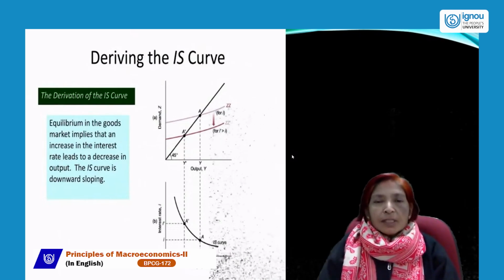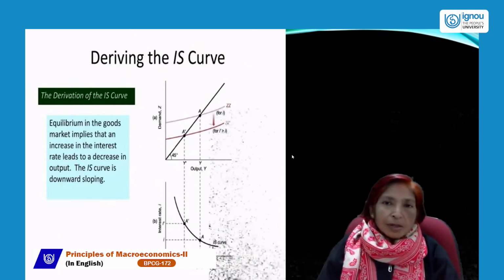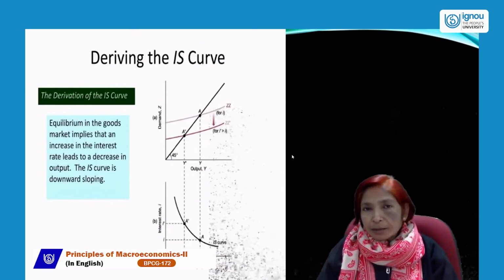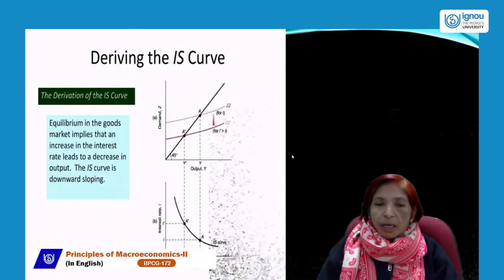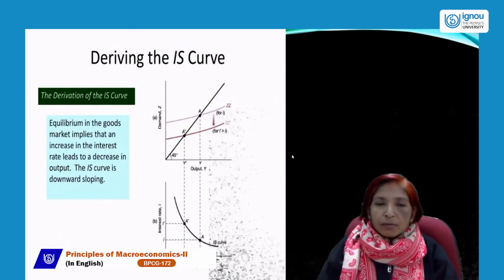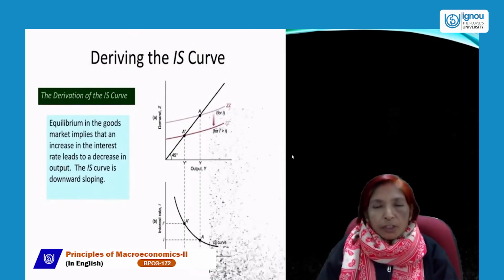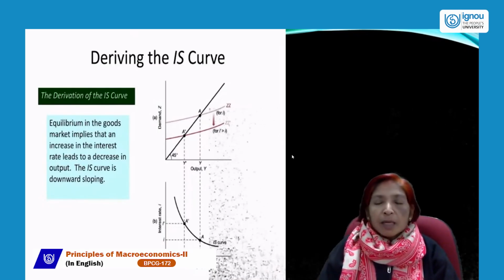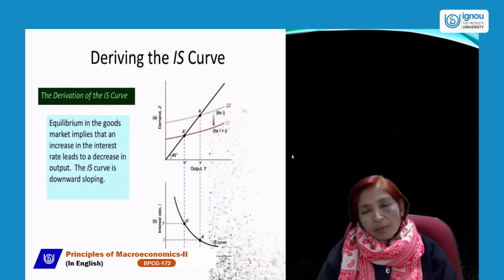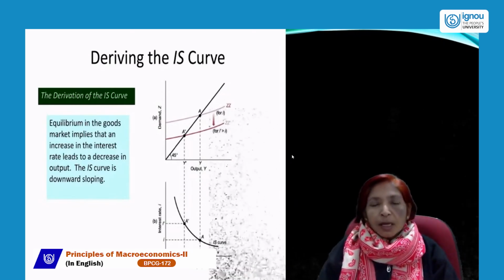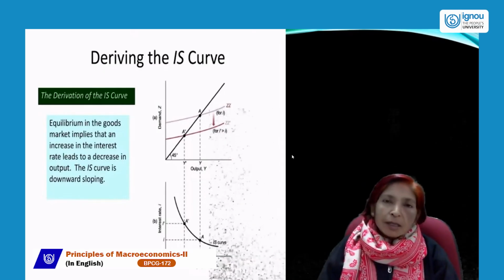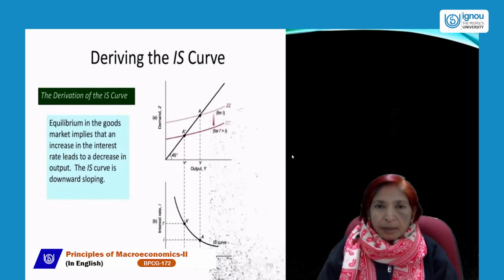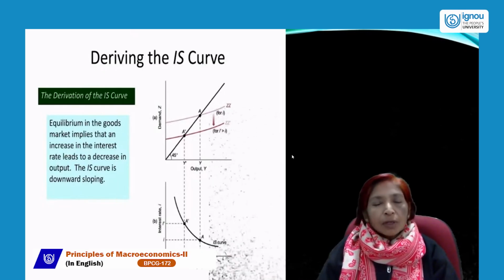For the derivation of this IS curve, first of all, we will draw the first diagram in which we will take aggregate demand and aggregate supply. The aggregate supply line is always a 45-degree line, which shows a positive, direct and proportionate relationship between income and output. If income is zero, output will be zero. As income rises, output will also rise simultaneously and by the same proportion. That's why the aggregate supply line is always a 45-degree line.